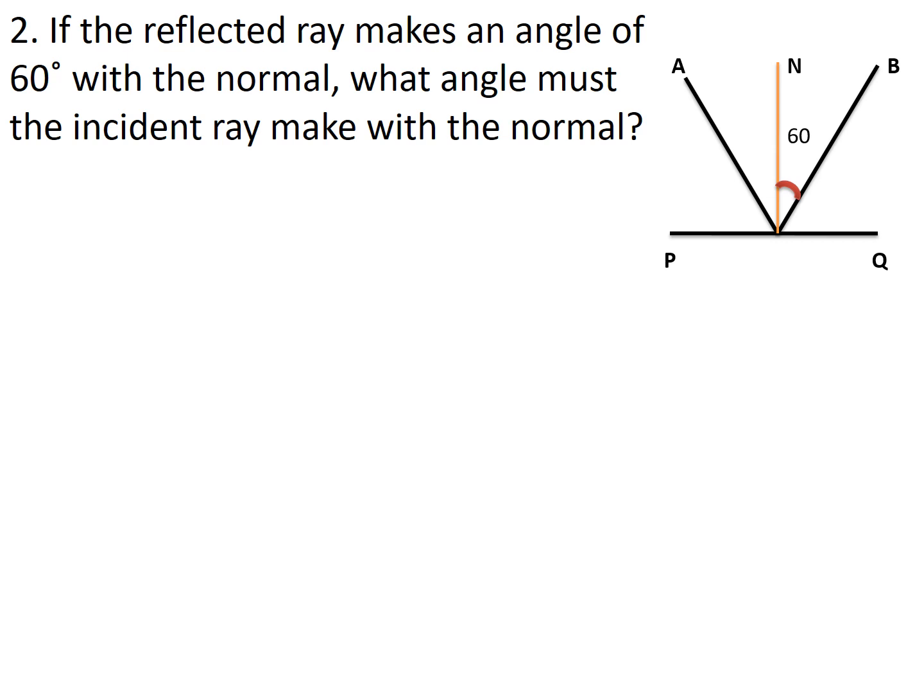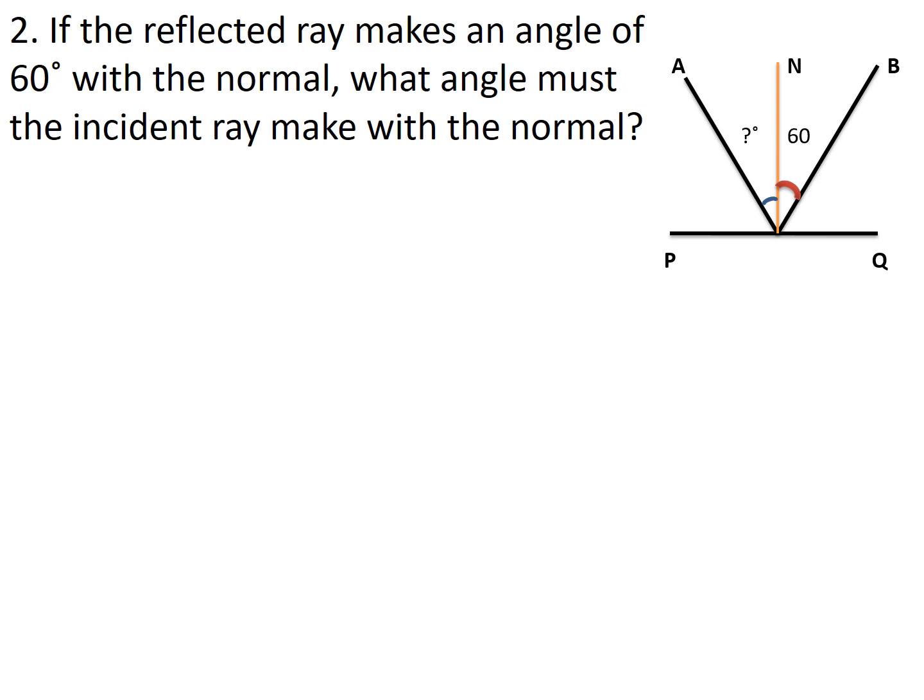Okay. So what angle must the incident ray make with the normal? Now they are asking me, which is my incident ray here? A is my incident ray. How much will be the angle it makes with the normal? So the angle that's shown in blue is the one which I have to find out. That is the question mark.